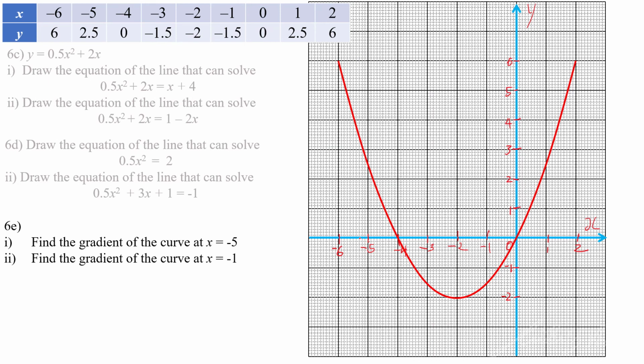For the last question, last practice, please do it on your own. Draw the tangent, do the dy/dx. And here are the answers. And one way of checking your answer is, at -5, you can see the curve is going down. So obviously the gradient is negative. While for -1, you can see that the curve is going up already. So your answer should be positive. And that will be all for this video.